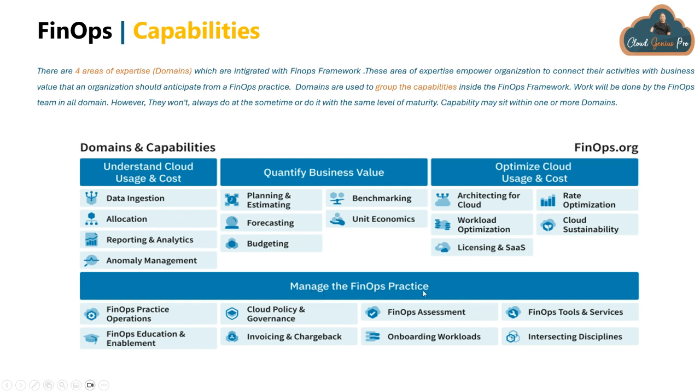These four key domains have multiple activities which individual FinOps practitioners, FinOps engineers, and other different personas execute on the ground. These activities, marked in sky blue color, are the capabilities. So each FinOps domain is a grouping of multiple capabilities. If you see under the first domain, which is understand cloud usage and cost, there are four capabilities.